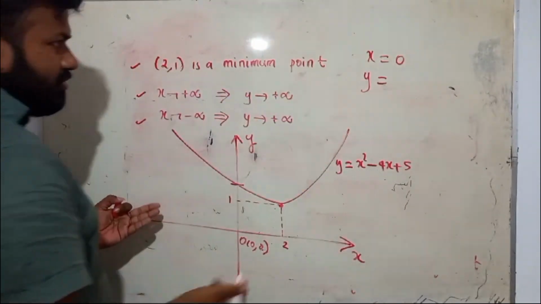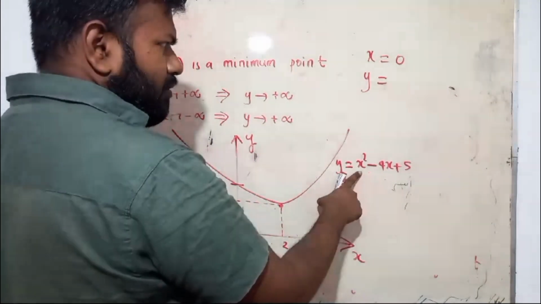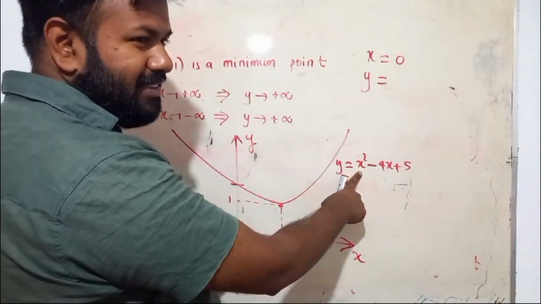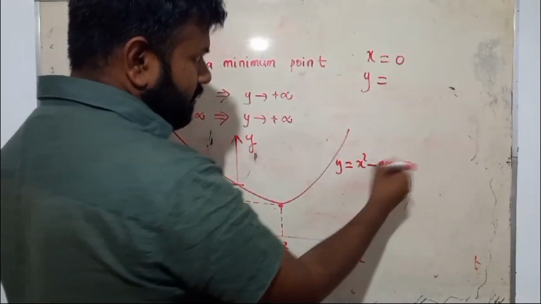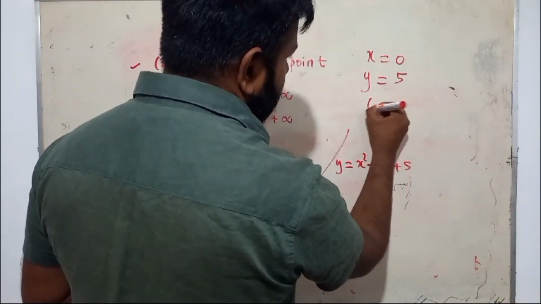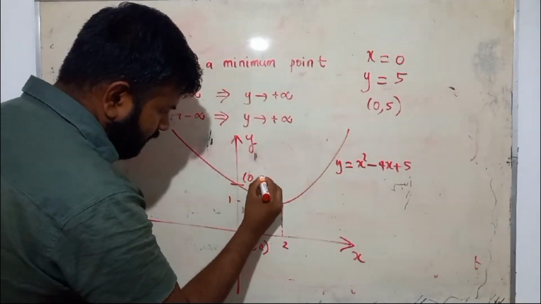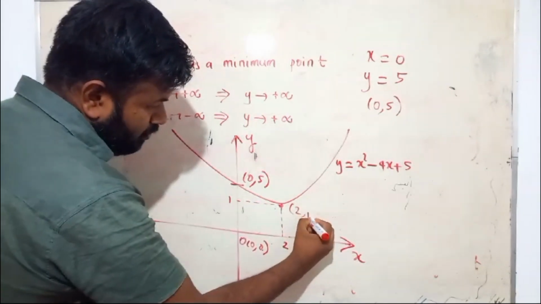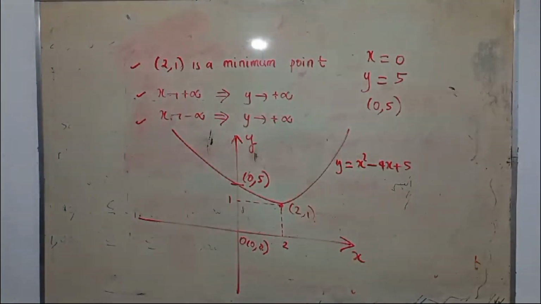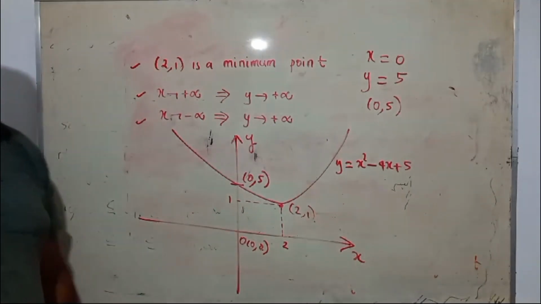Just substitute it. This is the function. So instead of x, substitute 0. That's very simple. 0 squared is 0, and these two terms will disappear. So y is going to be 5. So (0, 5) is the point. This is the point (0, 5). The coordinate of the turning point is (2, 1). So this is the graph. You have to compile all the information that we received.